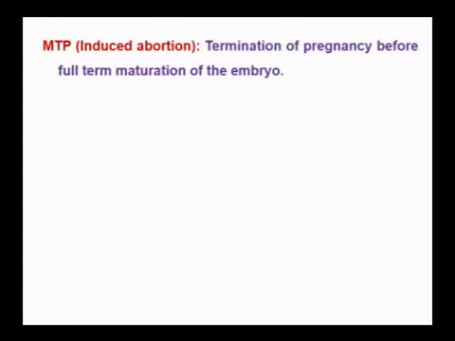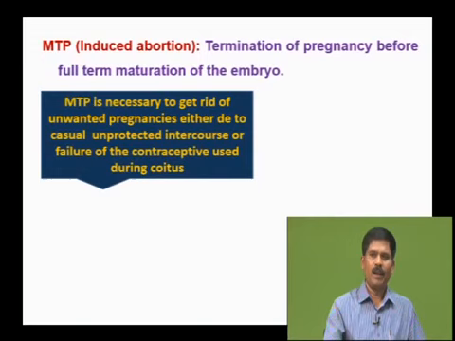MTP, medical termination of pregnancy, is also called induced abortion. Termination of pregnancy before full term maturation of the embryo is called MTP. MTP is necessary to get rid of unwanted pregnancies, either due to casual unprotected intercourse or failure of the contraceptive used during sexual intercourse or coitus.